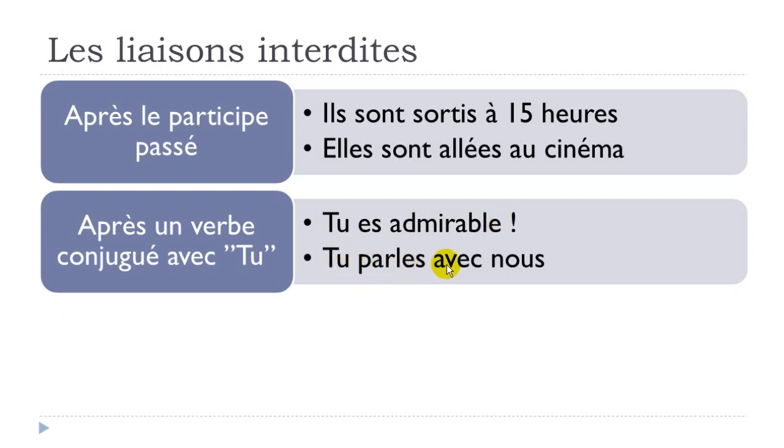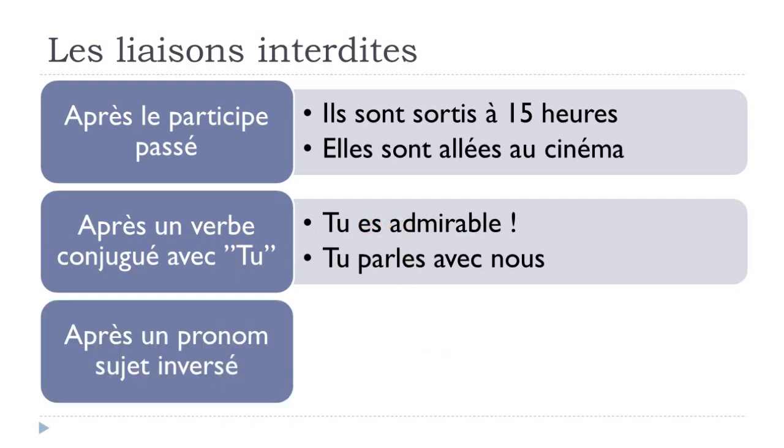Tu parles avec nous. So no liaison here between parles and avec, okay? Tu parles avec nous. All right, so that's the rule when you've got a verb at the tu person, the second person of the singular: don't make a liaison after the verb.